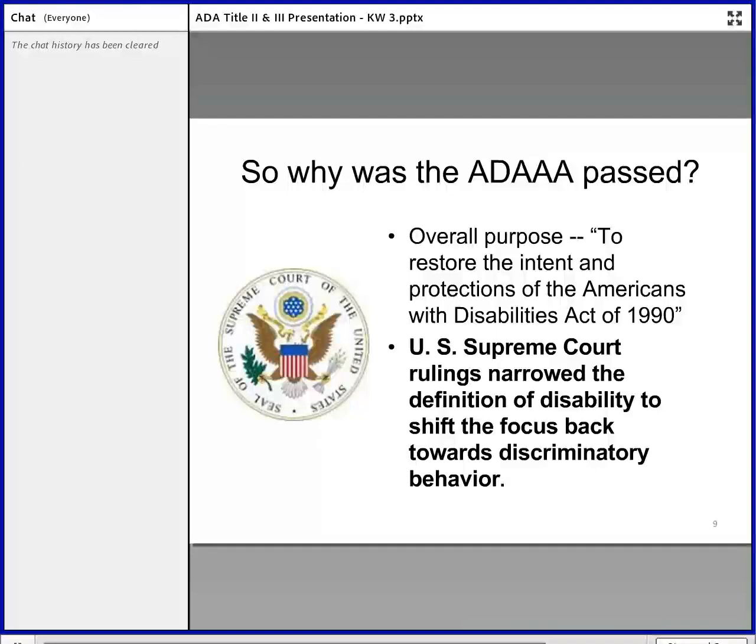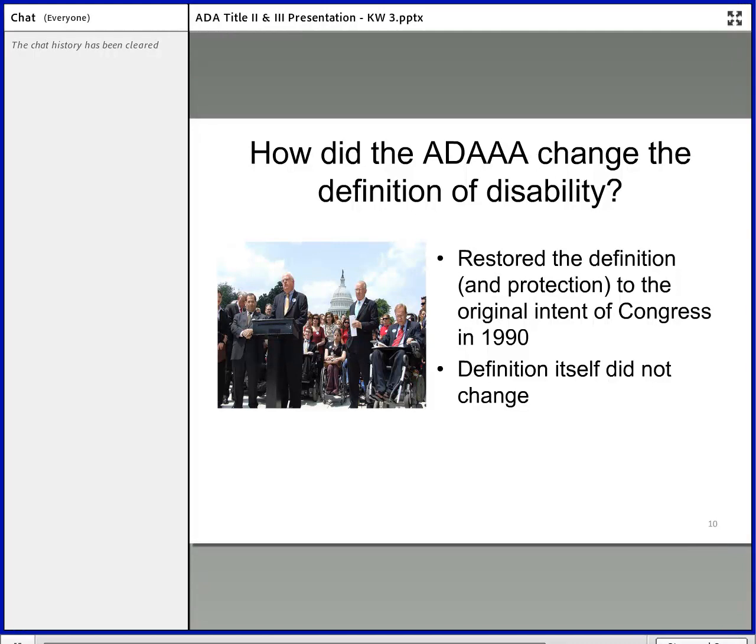And so that the focus really does get to what's that discriminatory action that's going on? Is it discriminatory in nature? How do we define that? What does that look like? Next slide. So it restored the definition and protections, but the definition itself did not change in terms of what a disability is. It still is, well, we'll get to that. Next slide.